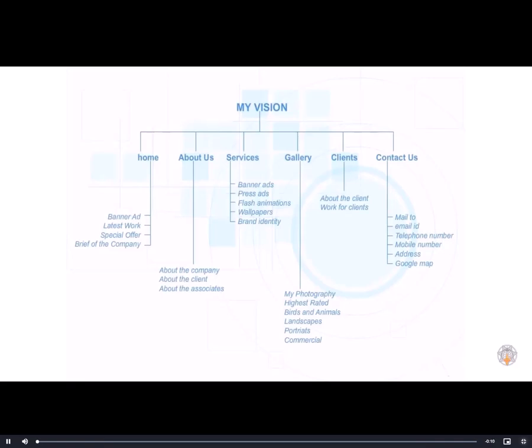The storyboard and the navigation procedure go hand in hand. While designing the navigation, make sure you name all the pages appropriately.